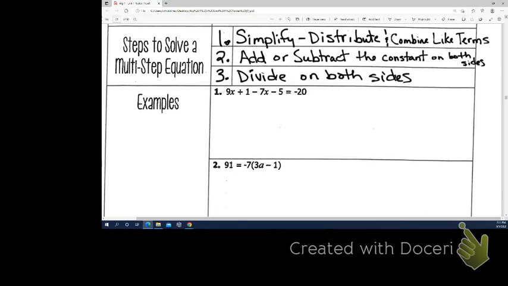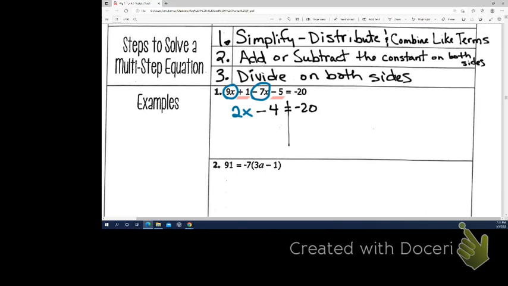So first off, for number 1, I don't see any parentheses, so I don't need to distribute, but I can combine like terms. So we have a 9x and a negative 7x. So we'll put those together to get 2x. Then we're going to combine this plus 1 and minus 5. That will give us negative 4, and then it still equals negative 20.